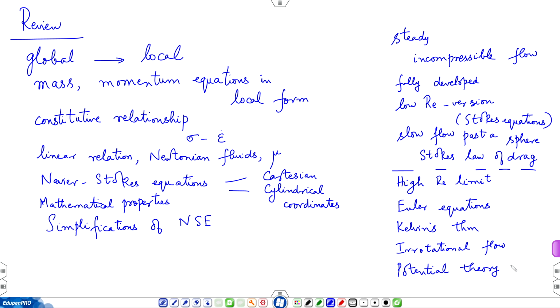What is Kelvin's theorem? The vorticity of a fluid element in inviscid flow is conserved, or it is a constant, and if the approach flow is uniform, then it is 0, under which you get irrotational flow. If omega is 0, Kelvin's theorem tells you d omega dt is 0, irrotational flow is omega equal to 0, based on which we developed potential theory.